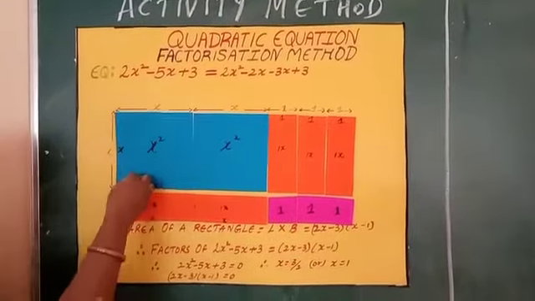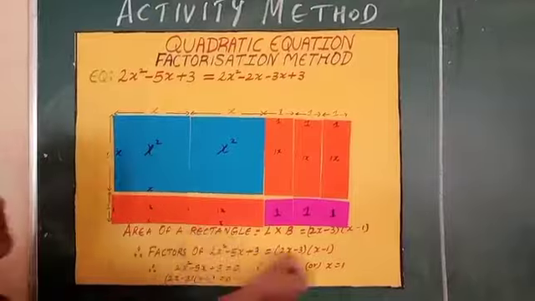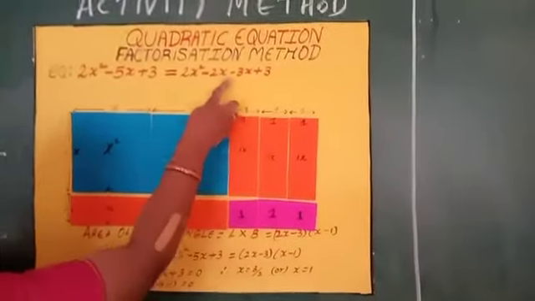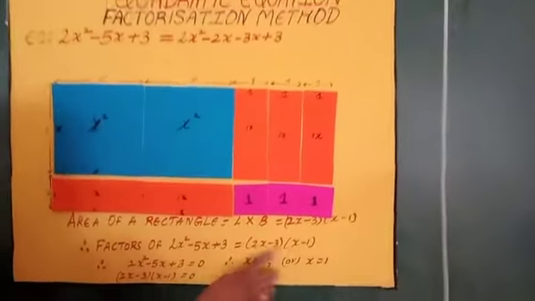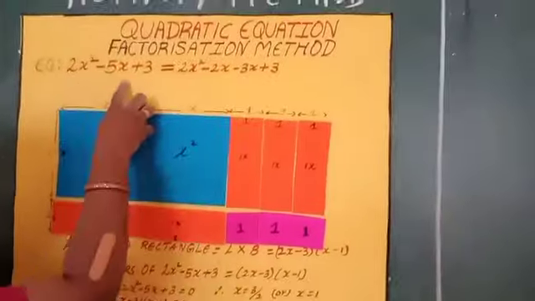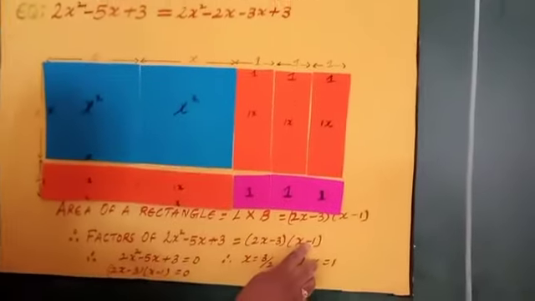The same way, the breadth. Breadth is 1x and here 1, so x plus 1, but the minus symbol is there, so x minus 1. So what are the factors of this 2x square minus 5x plus 3? 2x minus 3 and x minus 1.